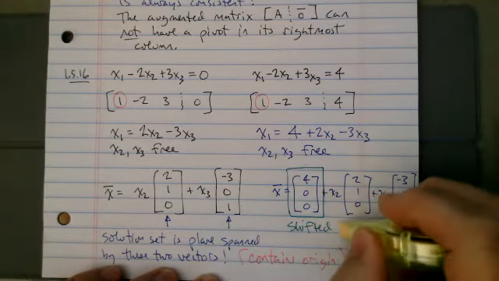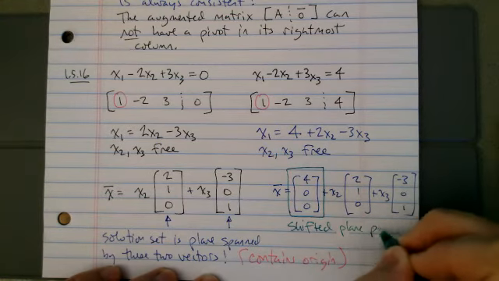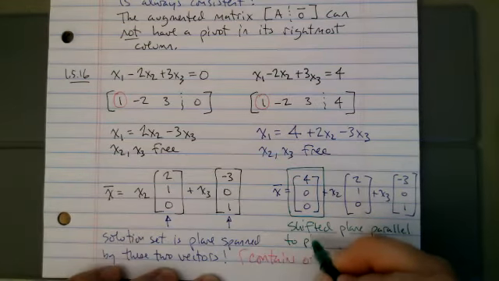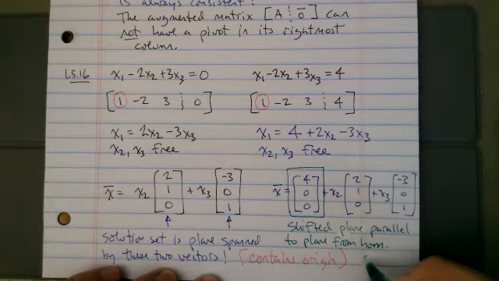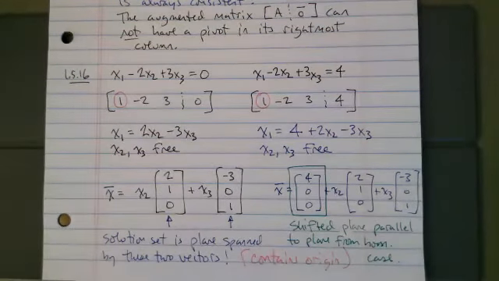Oops. So say it's a shifted plane parallel to the plane from the homogeneous case. So that's geometrically what we want to think about in 1.5. We want to think about the homogeneous solution set being the span of a set of vectors. And then in the non-homogeneous case, we'll just take that same plane and shift it.